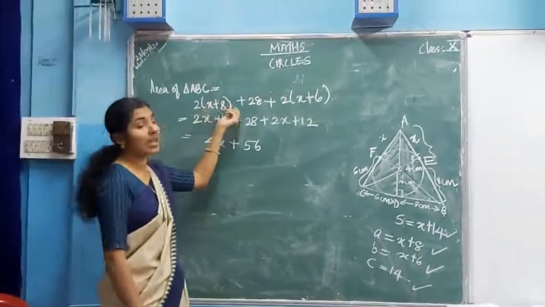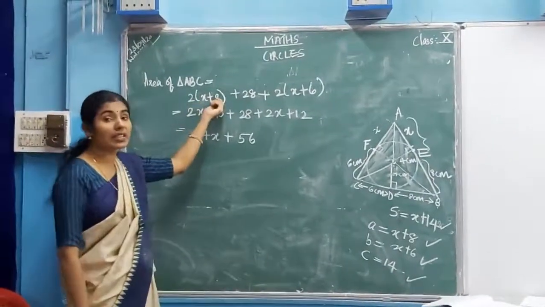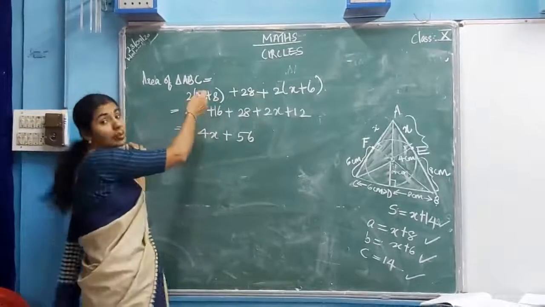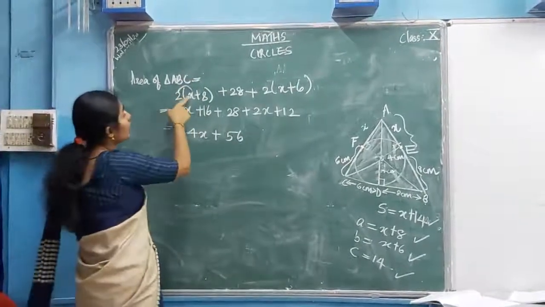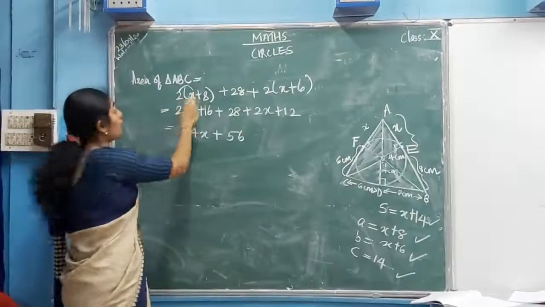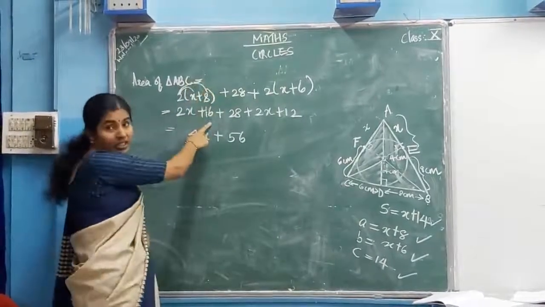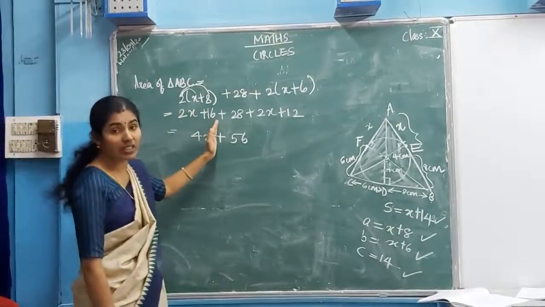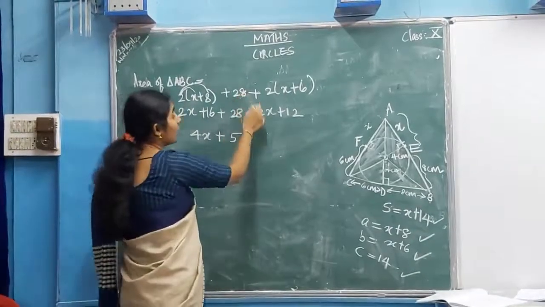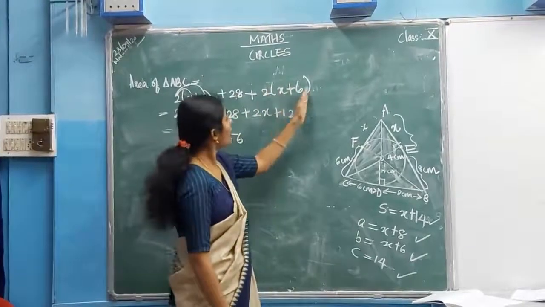Now open this bracket, 2 into (x plus 8). How will you multiply the number? You should multiply 2 with each term. So what will you get? 2 multiplied by x is 2x, 2 times 8 is 16. So when you open this bracket, what you will get? 2x plus 16 plus 28 plus 2 into (x plus 6).